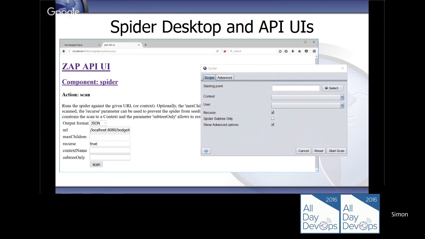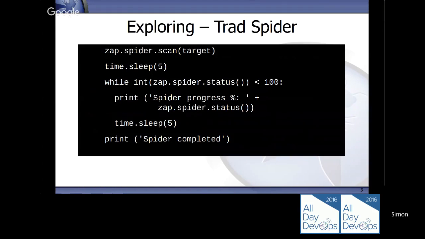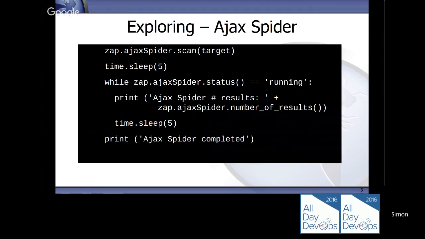Here you can see the dialog for the spider from the UI and the API there, and you see the options are very similar. And what will happen is when you kick off the spider, you'll actually get a scan ID, which you can then pass into the API, and that will tell you the status. And the status is the percentage of how far through the spider's got. So if we look at the scripts there, you'll see that we kick off the spider, we're passing the target to the scan, then we loop around waiting until the status gets to 100%. The Ajax spider is subtly different because it doesn't return a percentage. We don't know how far it's got, so instead it returns a status of running, and when it doesn't do that, then you know it's completed.